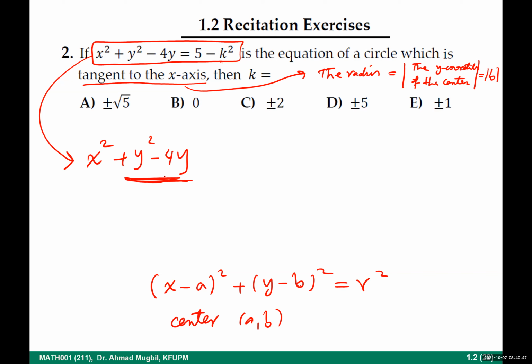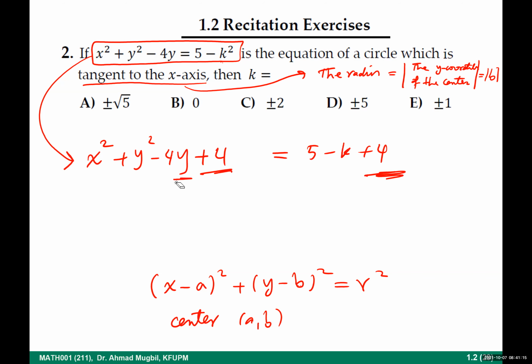to complete the square? What is the coefficient of y, Muhammad? It is -4. What is the half of it? -2. Square it. So yes, Muhammad, we will add 4 to both sides. You know where this comes from? It is the square of half of the coefficient of y.